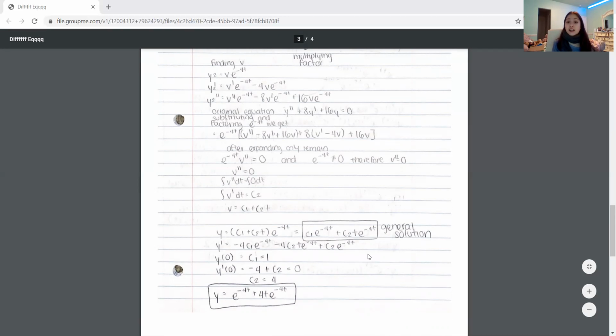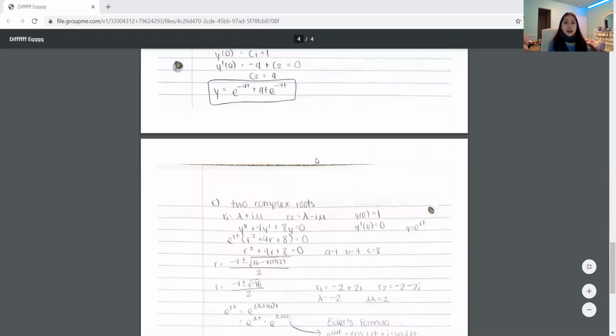So then we plug in our root into this equation, and we get this general solution, c1 times e to the -4t plus c2 times t times e to the -4t. We're going to find C1 and C2 by getting y prime of this solution. So once we do, we then plug in our zeros and we get that C1 is equal to 1 and that C2 is equal to 4. Therefore, our solution is going to be y equals e to the negative 4t plus 4t times e to the negative 4t.